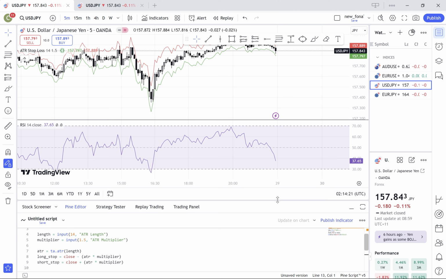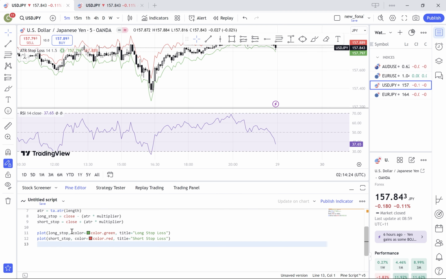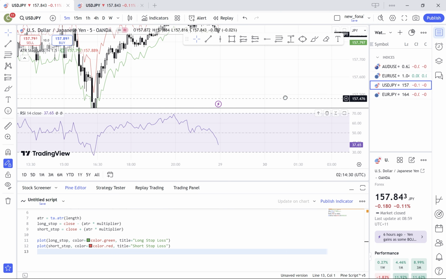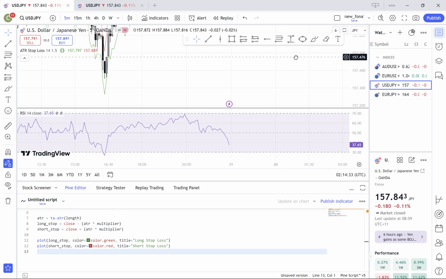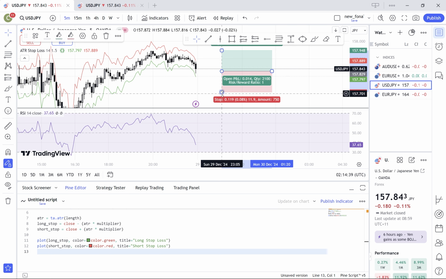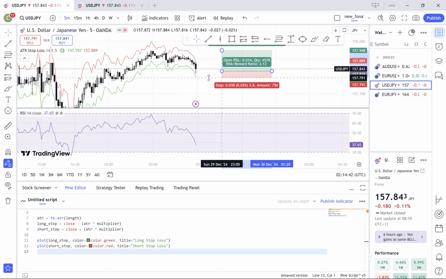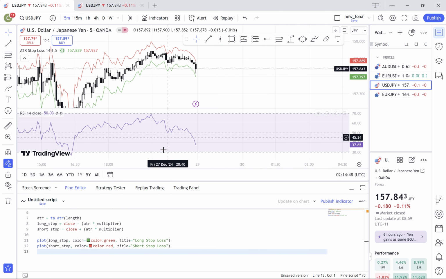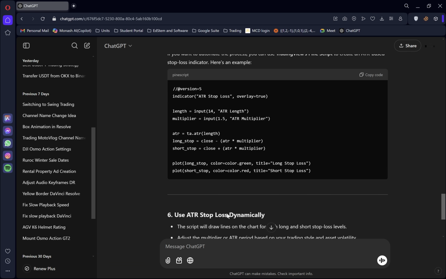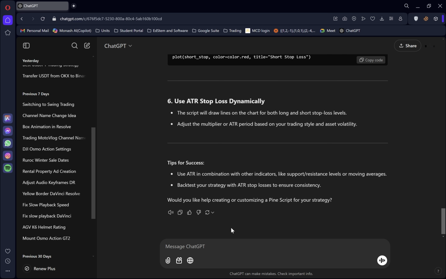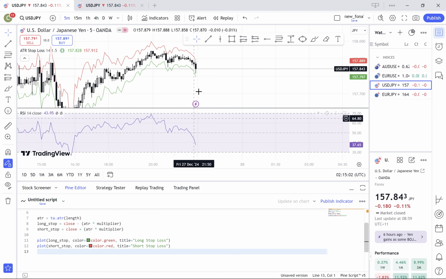Okay, so that's really interesting. So if I'm taking a long trade, let's say I'm taking a long trade over here, then my stop loss should be that. What the heck? If I'm taking a short position, okay, that's pretty confusing. All right, that's a huge thing.